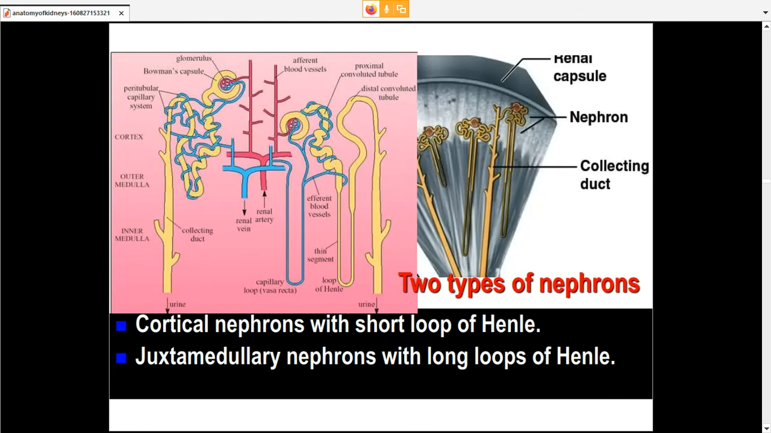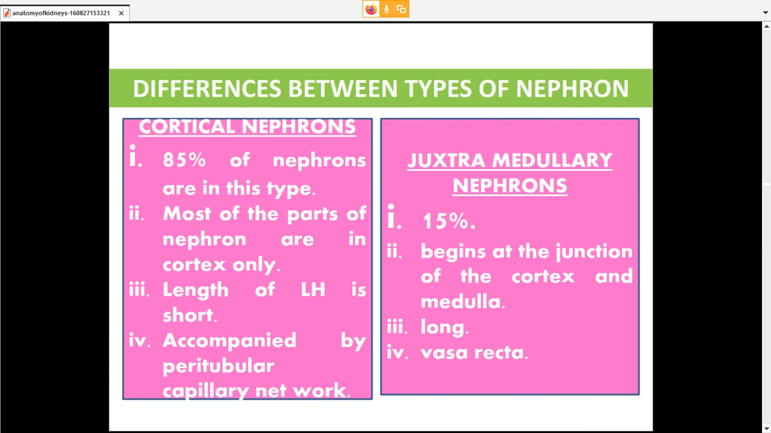So these are the types of nephrons, two types: cortical nephrons and juxtamedullary nephrons. These are the things you are going to study in physiology. If you want these types also, you can go through them. These are the differences between cortical nephrons and juxtamedullary nephrons. Juxta means near, near the medulla. Cortical means those present in the cortex. Juxtamedullary nephrons are the nephrons present near the medullary part of the kidney.